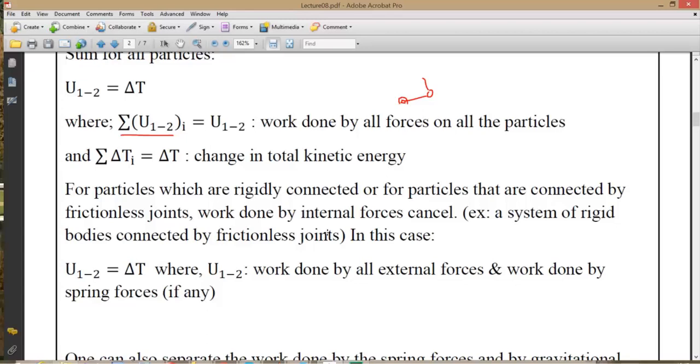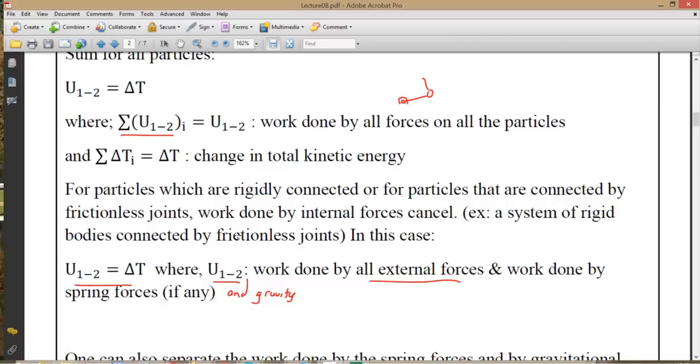In this case, the equation actually stays the same, but the definition changes a little bit. In the definition now, this total work done is by all external forces and work done by spring forces and gravitational forces, if there is any. So we need to also say these gravitational. Let me just shortly write gravity.